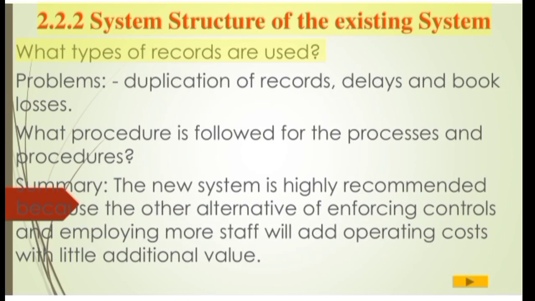2.2.2 System structure of the existing system. What types of records are used? Problems: duplication of records, delays and book losses. What procedure is followed for the processes and procedures? Summary: The new system is highly recommended because the other alternative of enforcing controls and employing more staff will add operating costs with little additional value.